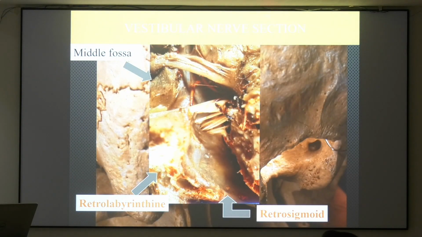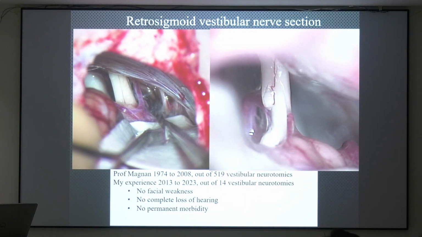So vestibular nerve section has 3 ways to cut the nerve. You can go through middle cranial fossa, you can go through retrolabyrinthine approach, and you can go through retrosigmoid approach. What I have experience of is retrosigmoid approach, but the other two options are also quite effective. There are experts who do only middle cranial fossa, and there are experts who do only retrolabyrinthine approach. But I think this is the direct approach.